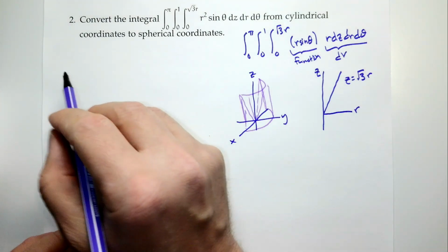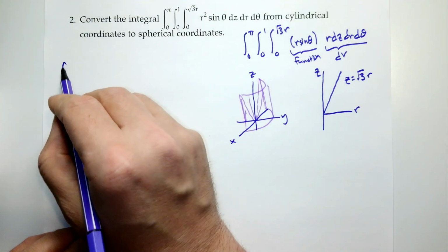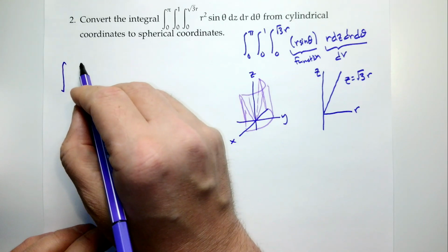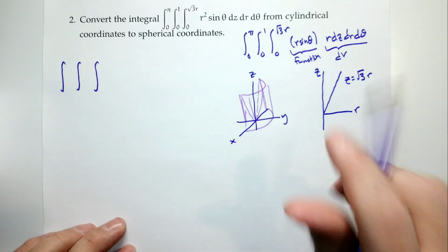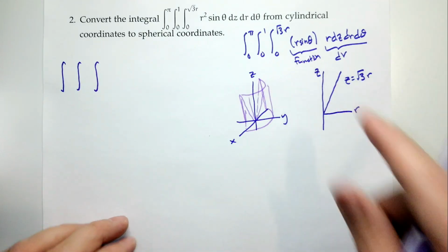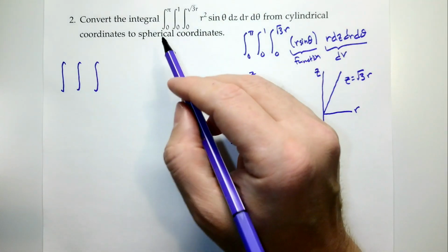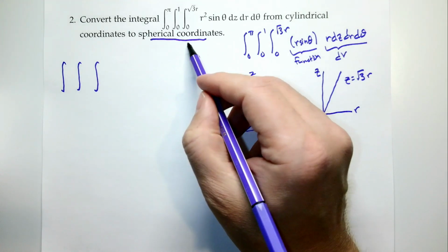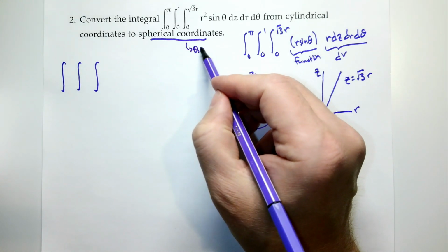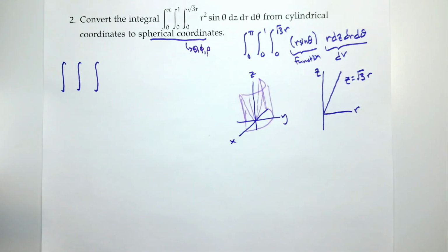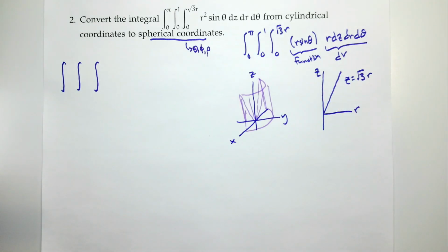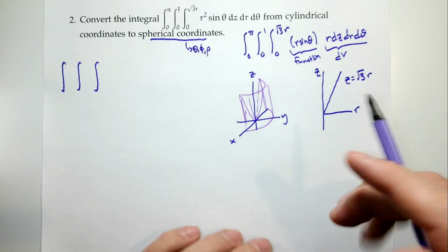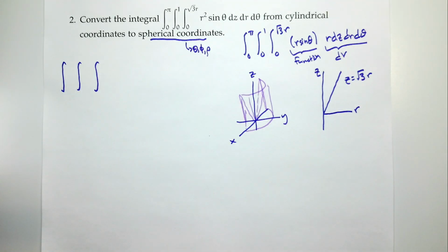So let's write down the start. Integral, integral, integral. Our function. Now, in spherical coordinates, you might remember, that means we need things in terms of theta, phi, and rho. So, theta, phi, and rho, the sine theta, that's perfectly fine. We keep it as is. Now the r, that does have to change.